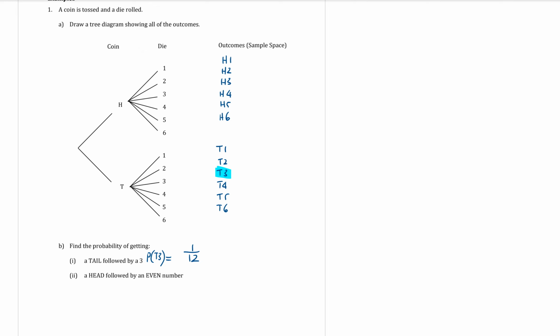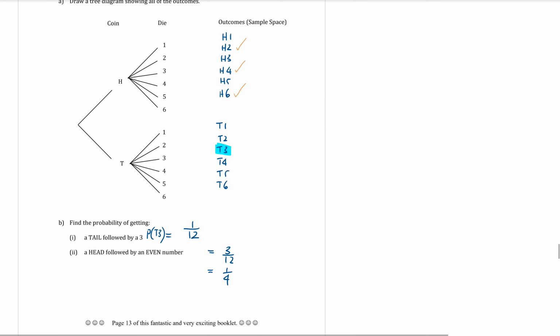Okay, part 2. A head followed by an even number. So head and 2, head and 4, head and 6. So there is 3 of them out of the 12, which simplifies to 1 out of 4. Easy peasy. Next page.